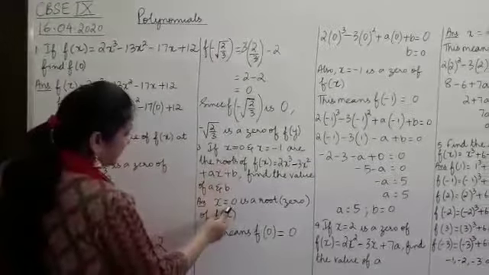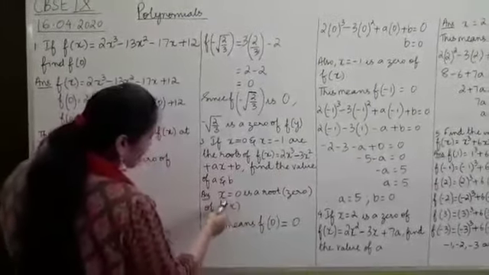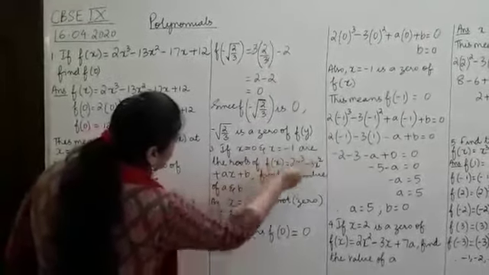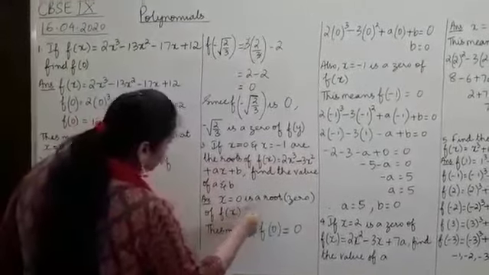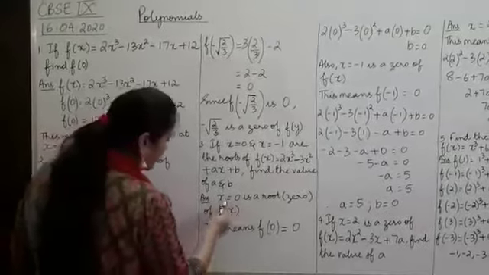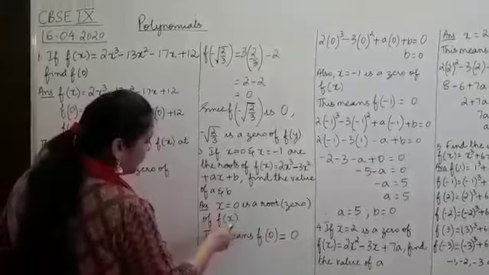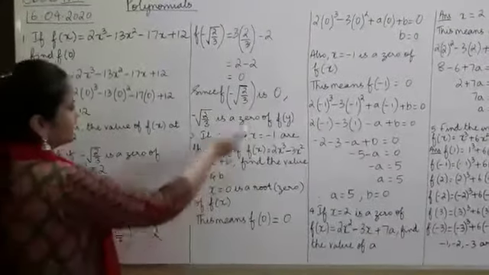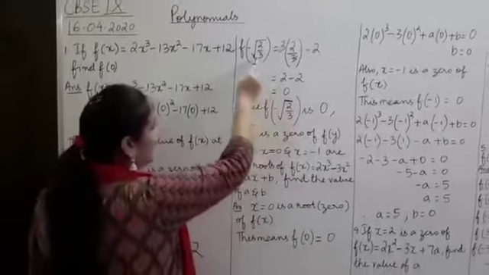We are given that x is equal to 0 is a root, root meaning zero of f of x. These two are the roots of f of x. So when you know that 0 is a root of the polynomial, it means the value of the polynomial at x equal to 0 is 0. Go back to the second one and check it. When the value of the polynomial is 0, the given number is a zero.